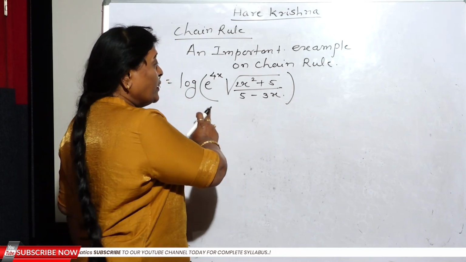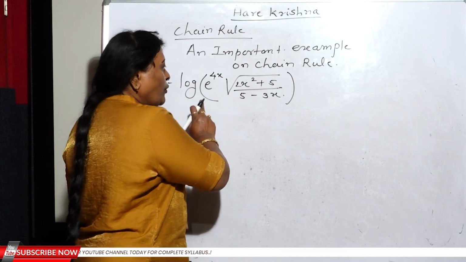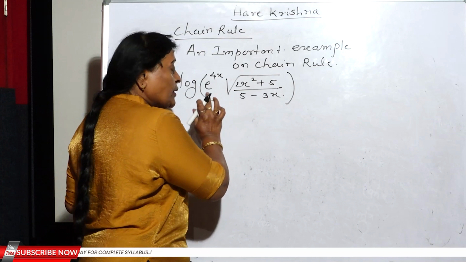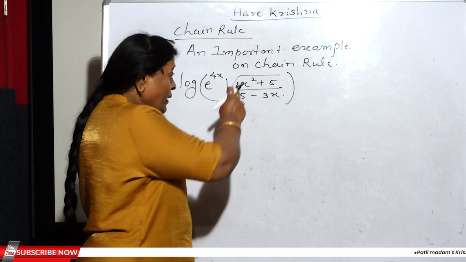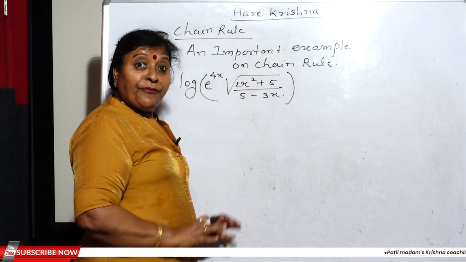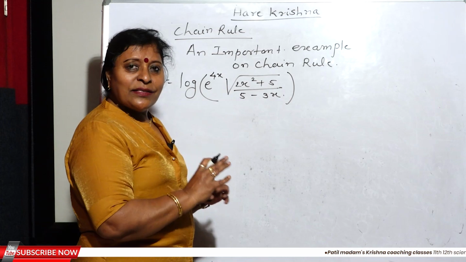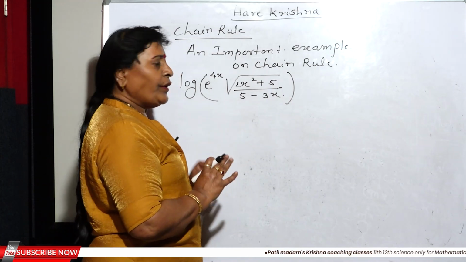So, but here this is not the case. Suppose you substitute u, the derivative of log u is 1 by u. Again, for these two functions you have to apply the multiplication rule. Again there is a root, again there is a division. If you try to do it like that, it is very lengthy and you may not get the answer properly, isn't it? Therefore what you have to do?